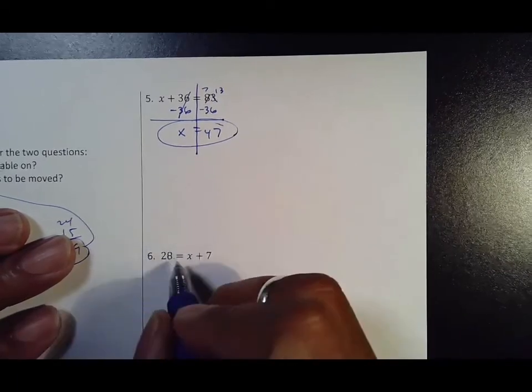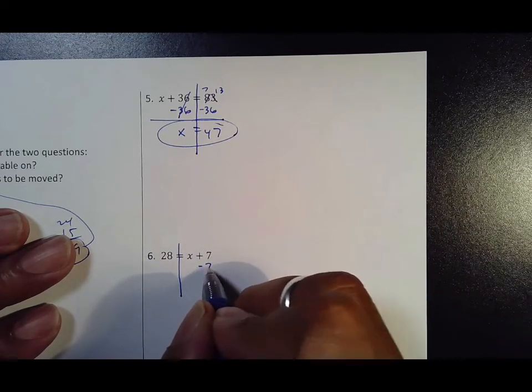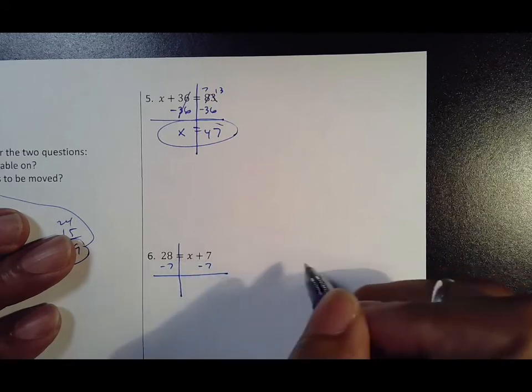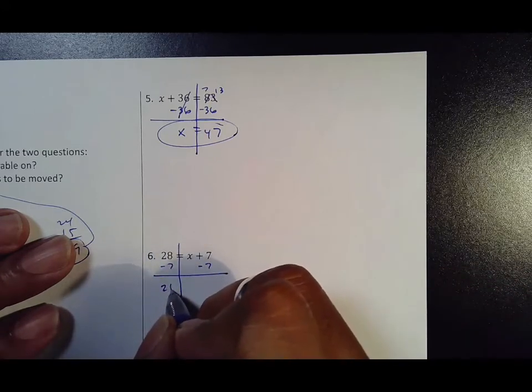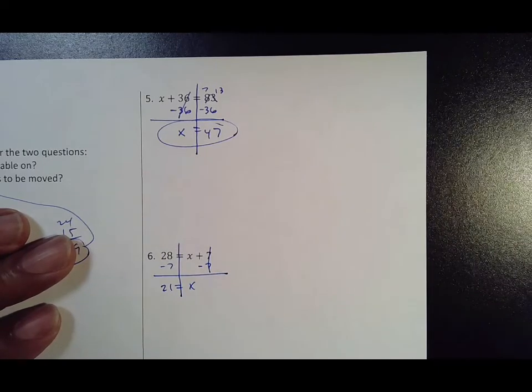28 equals x plus 7. Once again, if this is the wall, the 7 needs to go. The way we move that 7 is by using its inverse operation, or inverse amount, which is negative 7. 28 minus 7 is 21. X comes down, 7's go away. And that is all.